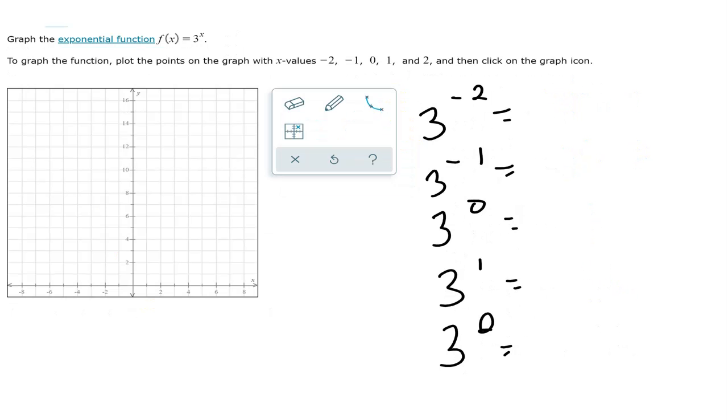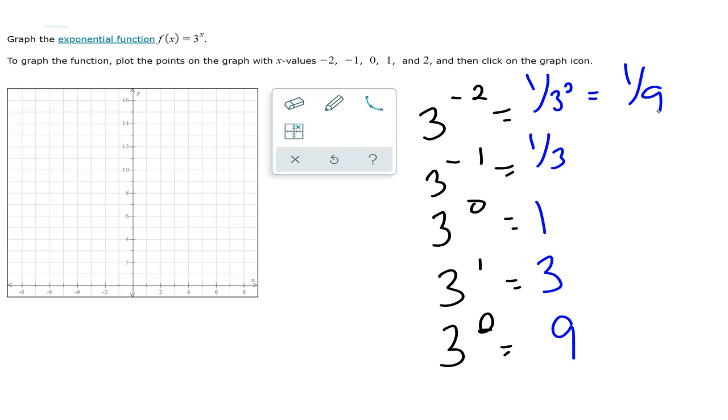So in this problem, it's the same as the last one. The difference is this one's got a whole number on it, so it's a little bit simpler to work with. We're still going to go backwards. So 3 squared is 9. 3 to the first is 3. 3 to the 0 is 1. 3 to the negative first power is 1/3. 3 to the negative second power is 1 over 3 squared in the bottom. So it's 1/9.